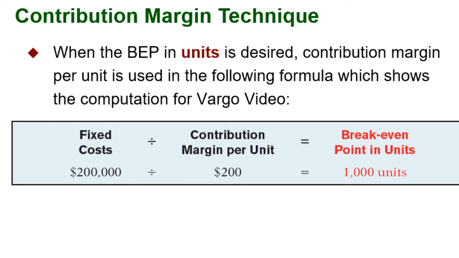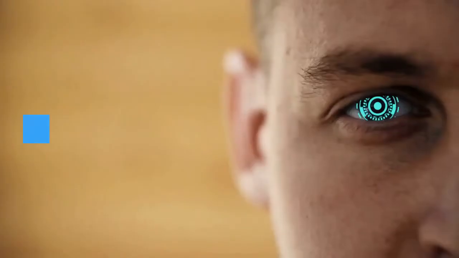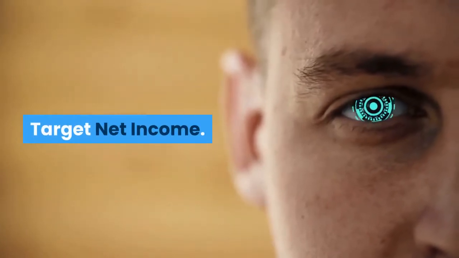Simply put, the break-even point is calculated by dividing the total fixed costs of the company or operations by the contribution margin per unit to determine the number of units the company must sell to break even. Or we divide the fixed cost by the contribution margin ratio, and that gives us the total sales in dollars to break even. Break even is zero profit.